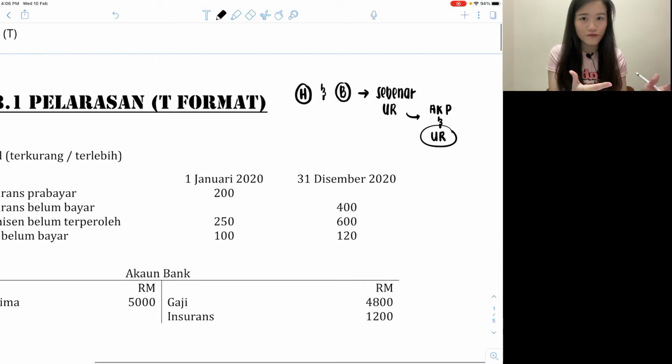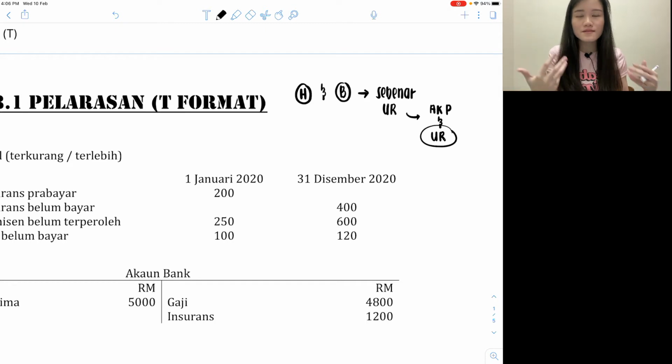So the main motive of doing Pelarasan dalam T format lah is because through the question, they will only provide you with the amount you paid or the amount you received during the year. But can it be always 100% true? Not really. That's why they want you to go and find out how much is the supposed value for this year. Hasil dengan belanja, so that we can get our untung atau rugi bersih to be accurate amount.